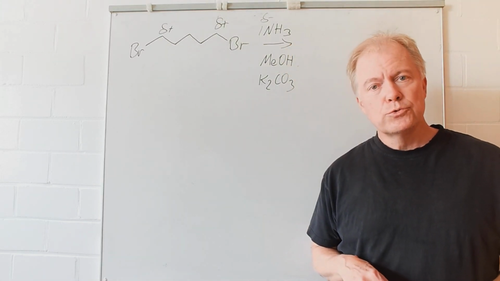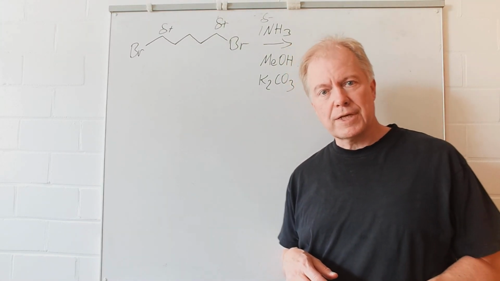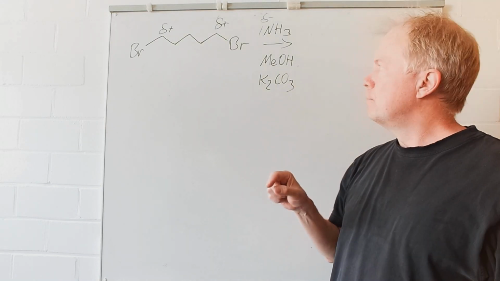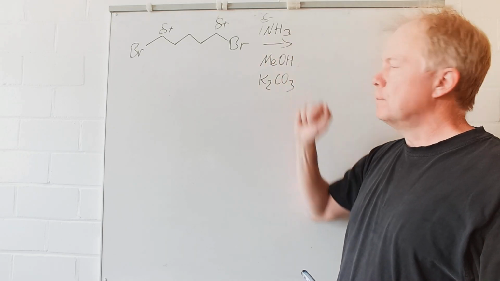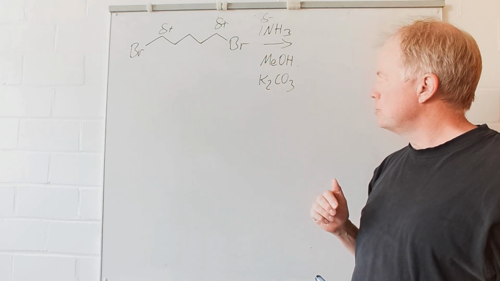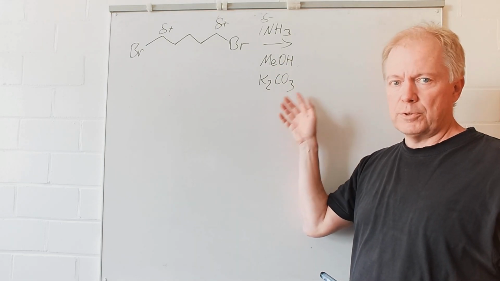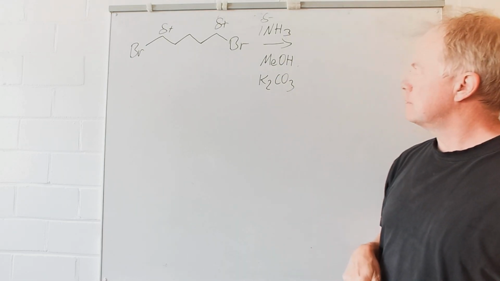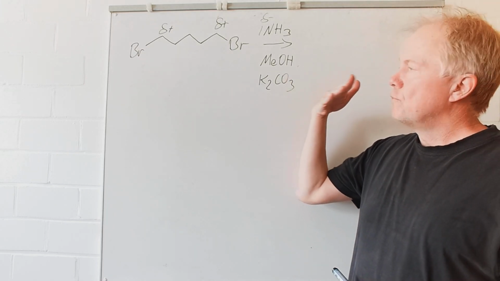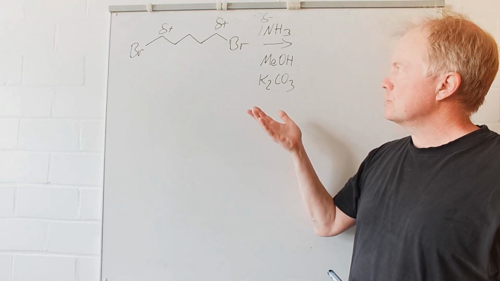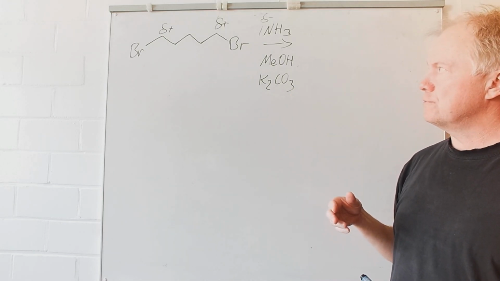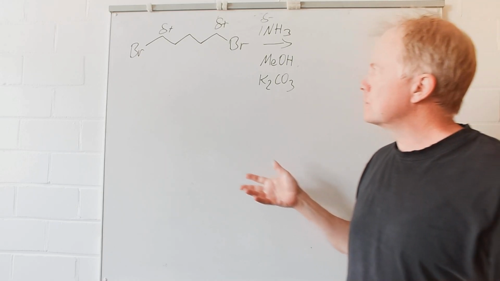In today's tutorial we are going to discuss the reaction of 1,5-dibromopentane with ammonia in methanolic solution in the presence of potassium carbonate. So, first step of course is to figure out where are the reactive centers. This is pretty easy in this case.